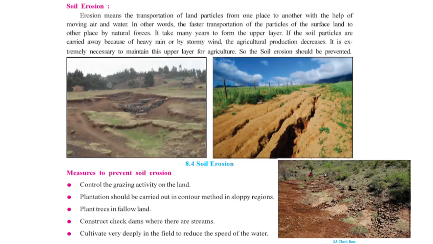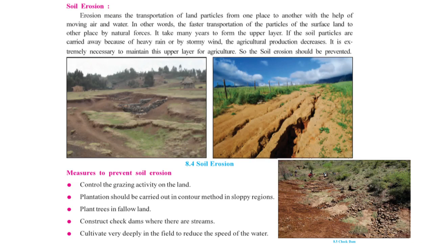Let us see. Erosion means the transportation of land particles from one place to another with the help of moving air and water. In other words, the faster transportation of the particles of the surface land to another place by natural forces or even by human beings. It takes many years to form the upper layer. We have already discussed this in the formation of soil. It's not a one-day process.